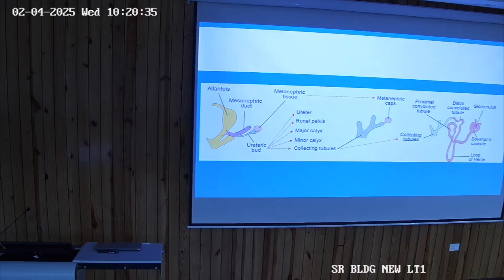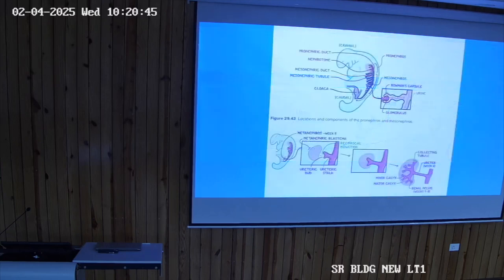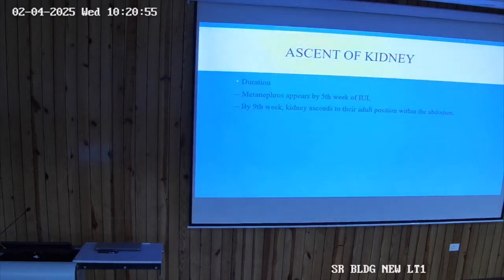The ureter, renal pelvis, minor calyx, major calyx and collecting tubule, from what are these derived? From the ureteric bud. And the ureteric bud is forming from what? The mesonephric duct. And the metanephric part is basically forming the excretory unit of the kidney: Bowman's capsule, proximal convoluted tubule, then loop of Henle and DCT.